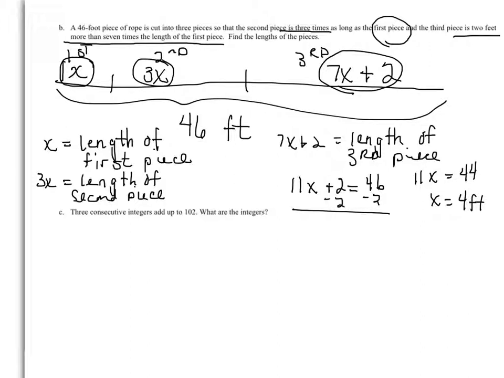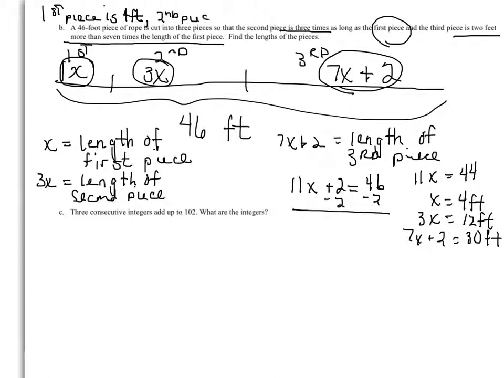So the length of the first piece is 4 feet. And then 3x is equal to 12 feet because 3 times 4 is 12. And then 7x plus 2 will be 7 times 4 is 28, plus 2 is 30. There we go. Beautiful. So I'm going to just write the statement up on top here that the first piece is 4 feet. The second piece is 12 feet. And the third piece is 30 feet.